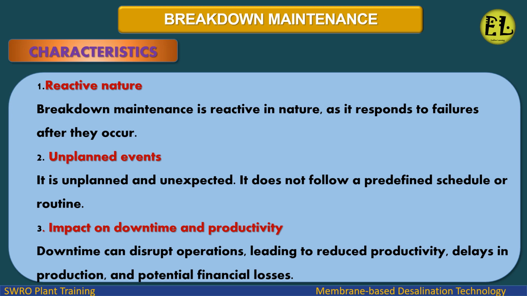Characteristics: reactive nature. 1. Breakdown maintenance is reactive in nature, as it responds to failures after they occur. 2. Unplanned events: it is unplanned and unexpected. It does not follow a predefined schedule or routine. 3. Impact on downtime and productivity: downtime can disrupt operations, leading to reduced productivity, delays in production, and potential financial losses.